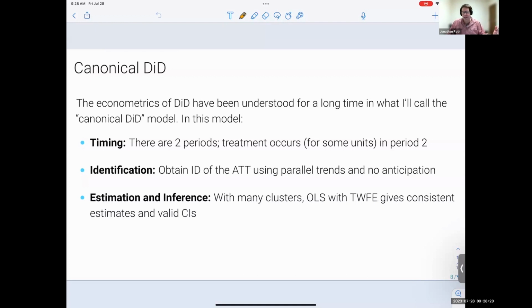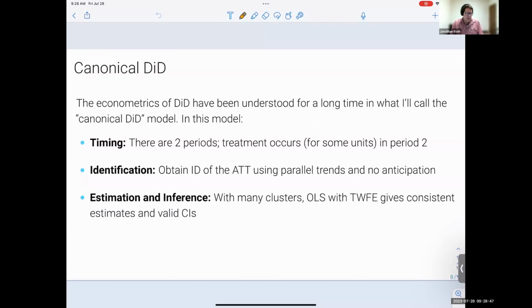All right, and so a canonical difference and differences example is the Card-Krueger minimum wage study. You have New Jersey and Pennsylvania, right? New Jersey raises its minimum wage in the second period. Pennsylvania doesn't raise its minimum wage in either period, and so we have New Jersey as the treated group whose treatment turns on in period 2, and Pennsylvania is the control group that does not.